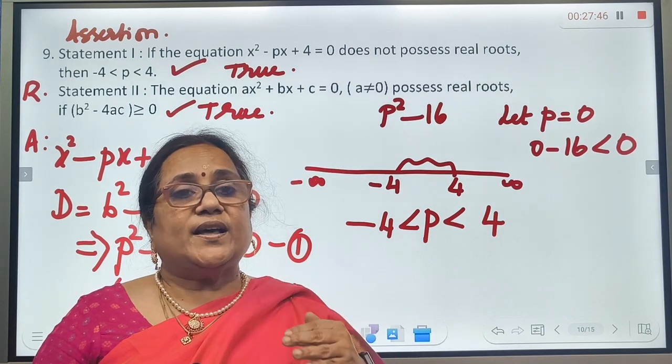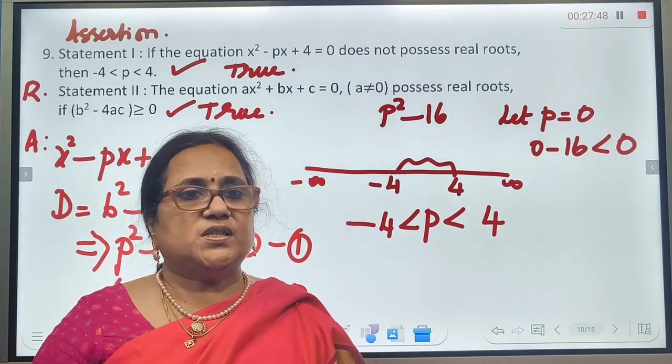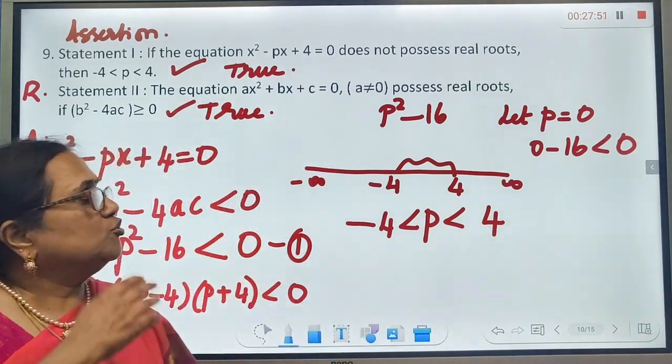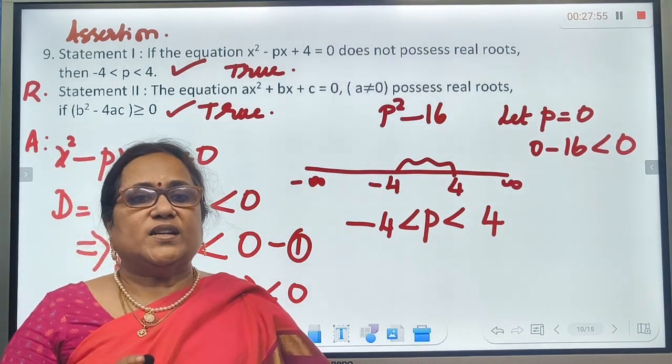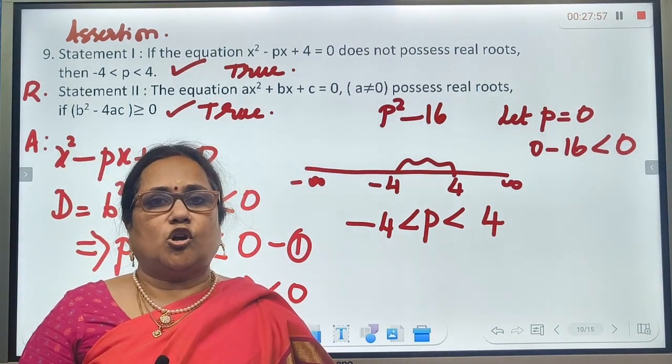So this is how you have to analyze assertion and reasoning questions. I hope you found this session useful. We will do one more session on quadratic equations so that you understand the fundamentals on how to solve problems involving quadratic equations.